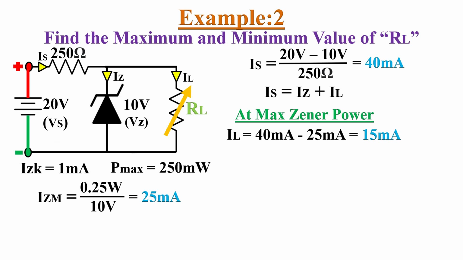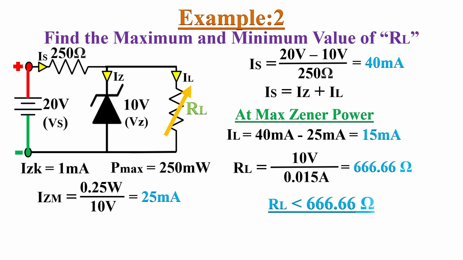In order to have 15 milliamperes of load current, when we have a Zener voltage of 10 volts across this load resistor RL, then the RL value equals 10 volts divided by 15 milliamperes. That gives 666.66 ohms of RL resistance value. This is the maximum RL value we can connect in this circuit, because at this value the Zener diode is dissipating maximum power.